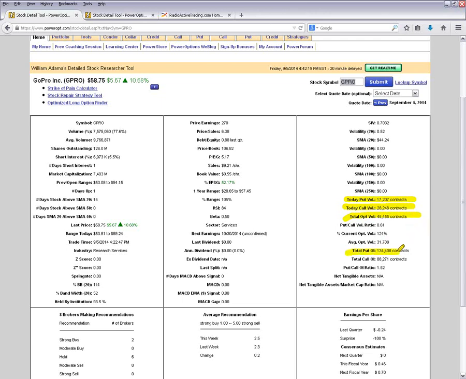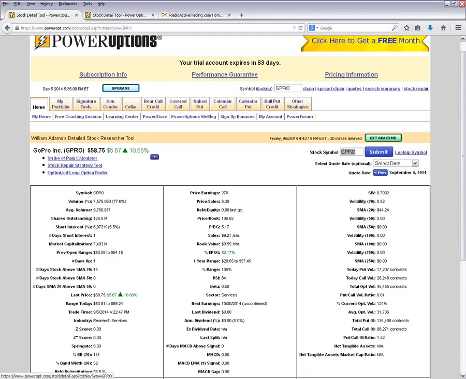Total open interest, 134,000 put contracts, 88,000 call contracts, and then your put-call open interest ratio and your put-call volume ratio as well. Okay, so that's where it is. It's best to find that in the research tool. You can access that by just putting in your stock symbol up at the top and clicking on Quotes. That'll take you to the detailed stock research page.